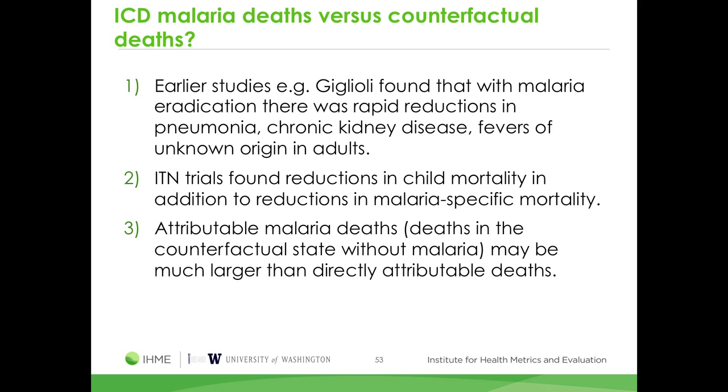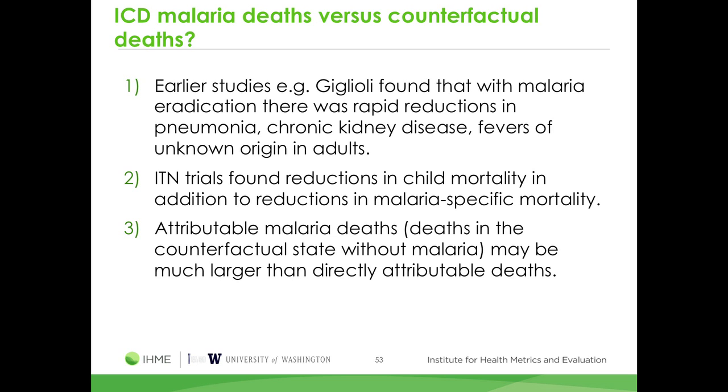So, for example, if you look back in the older literature, you would say there's a relationship between malaria and sepsis. There were relationships that have been established in some older studies between malaria and pneumonia, where it may well be that malaria is the underlying cause, and it's the intermediate cause that's pneumonia, or in some other literature, for example, chronic kidney disease.